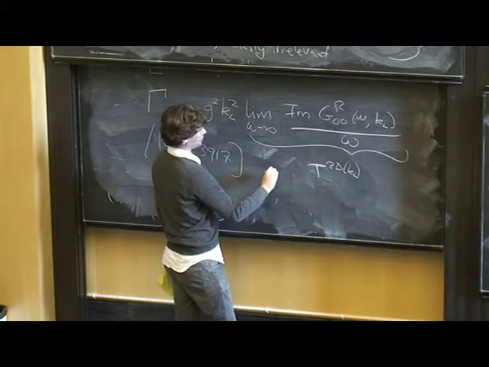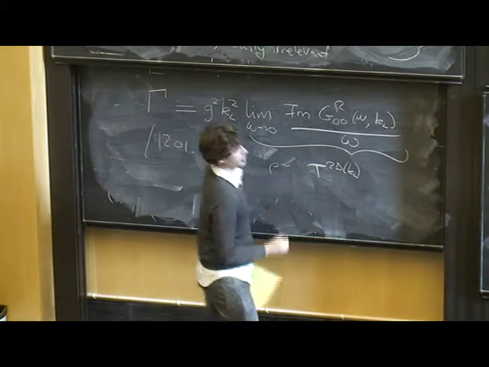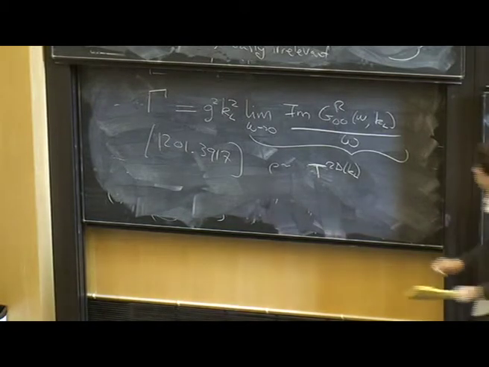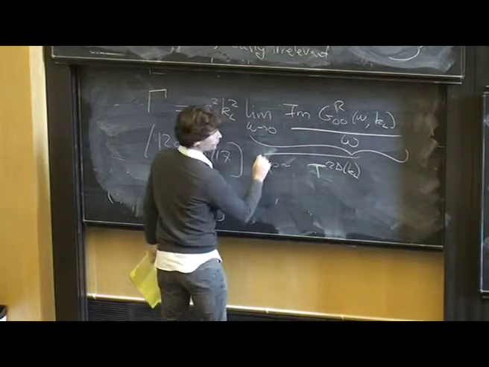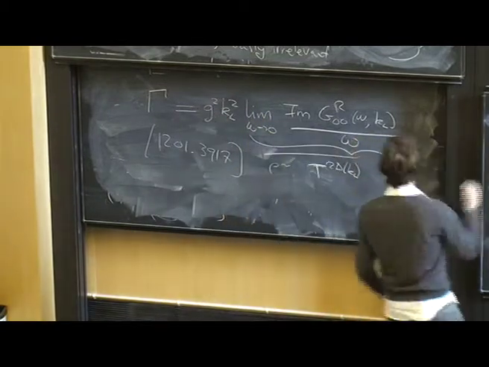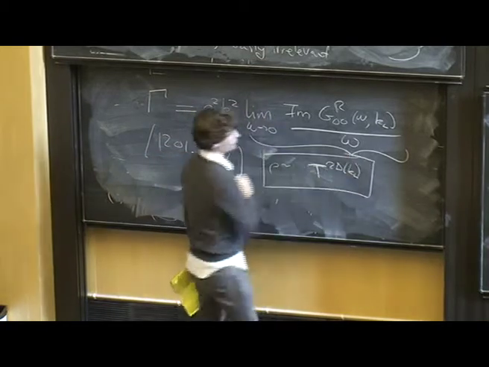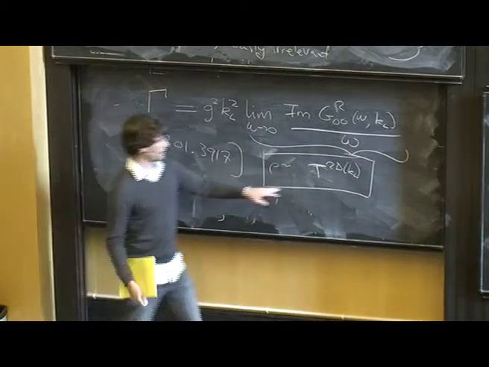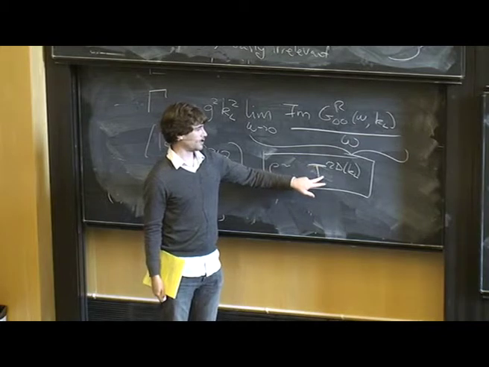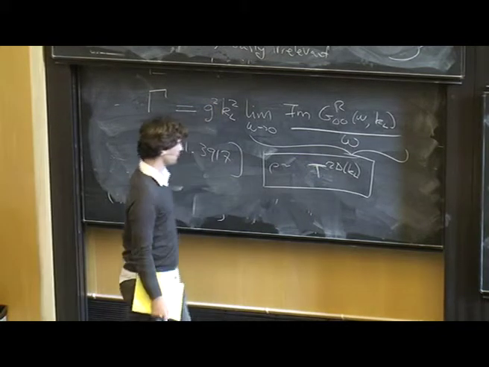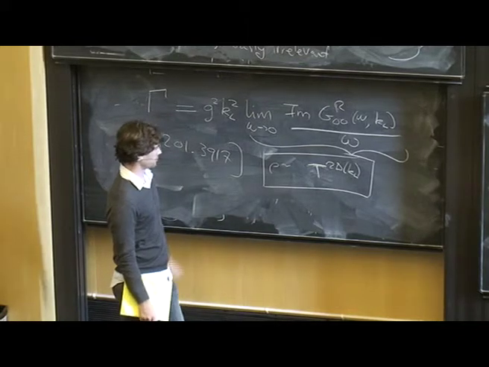So that's our answer. The conductivity goes like 1 over gamma. The resistivity is 1 over the conductivity, so the resistivity goes like gamma. So the resistivity of a semi-local critical theory due to a lattice goes like the temperature to some power that depends on KL.